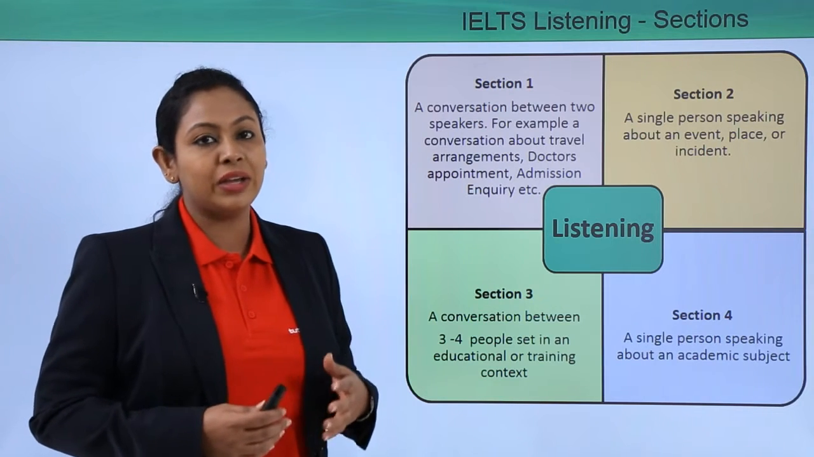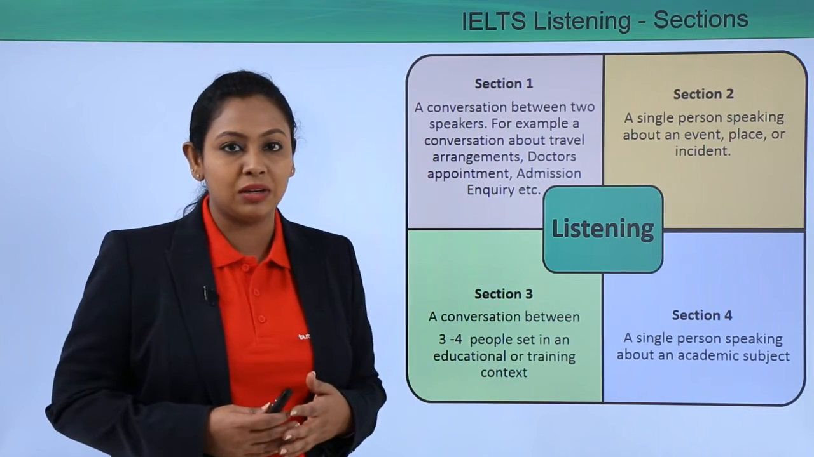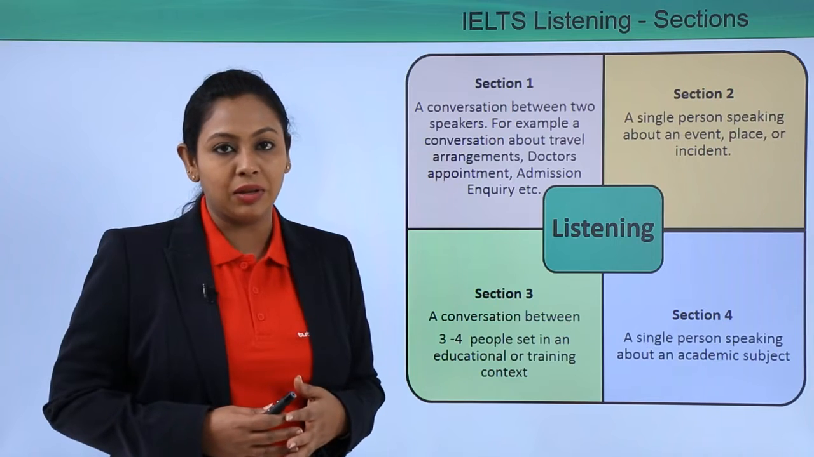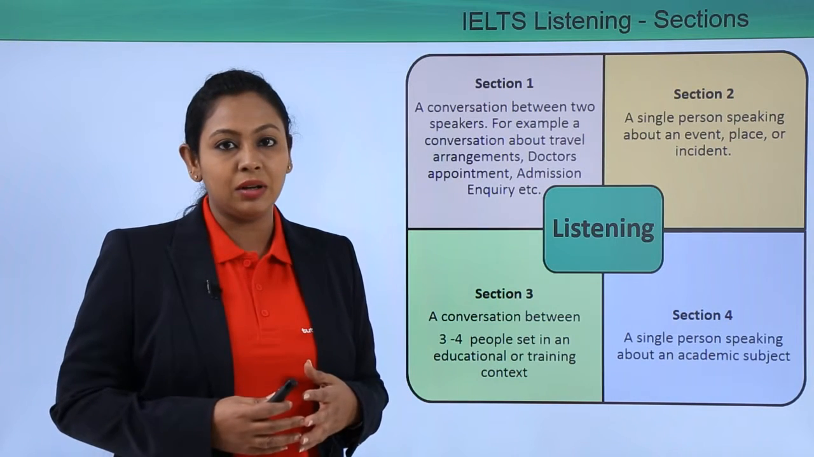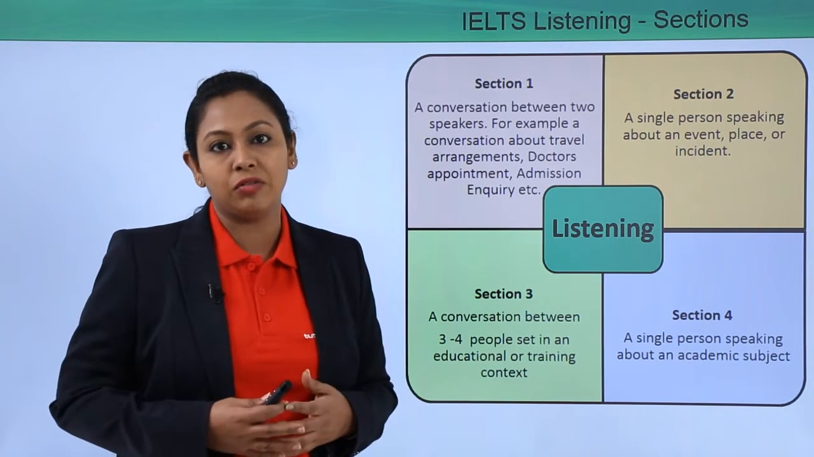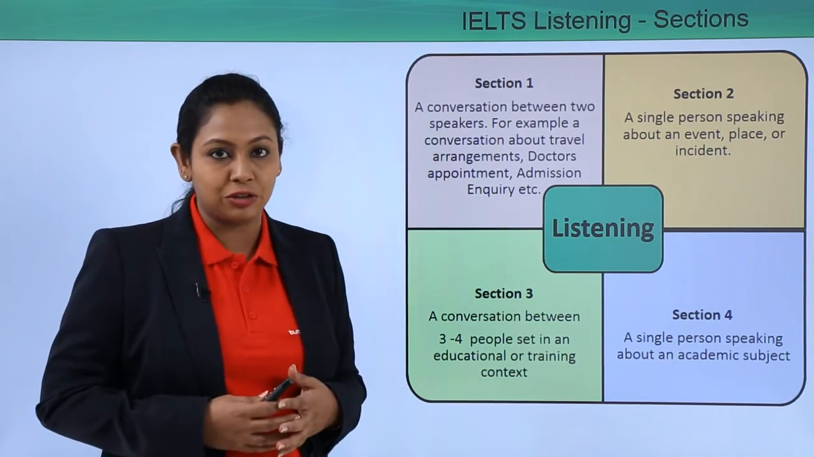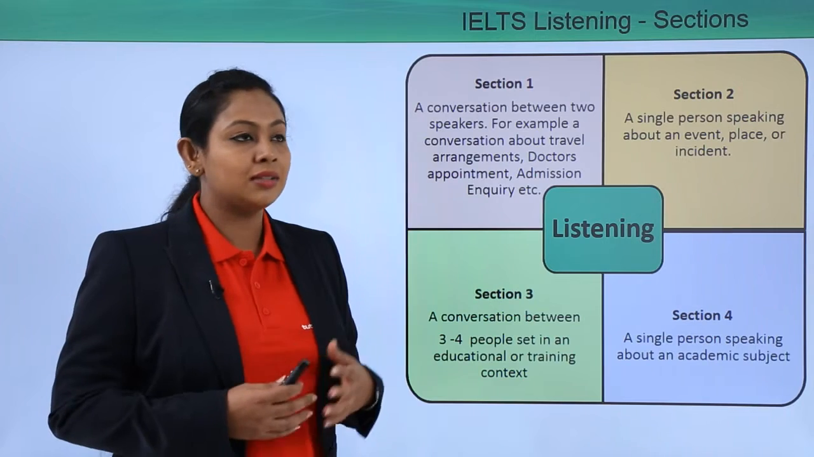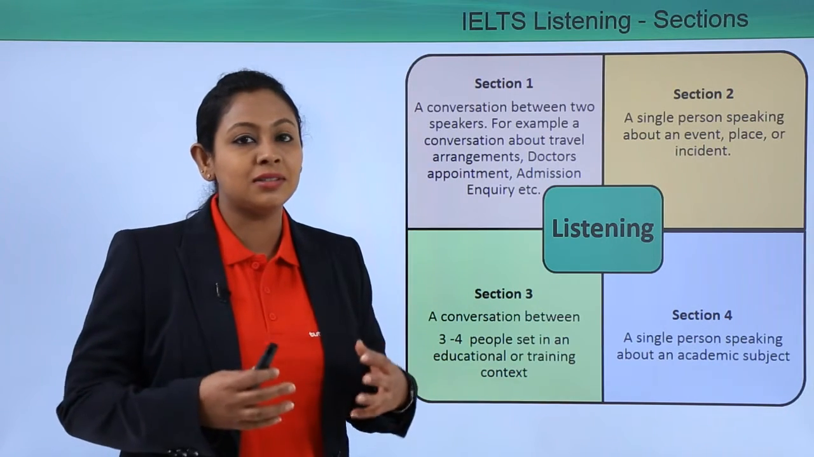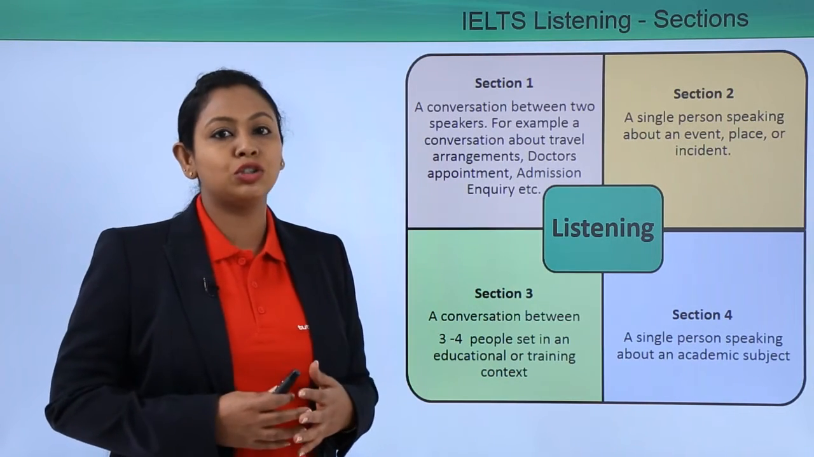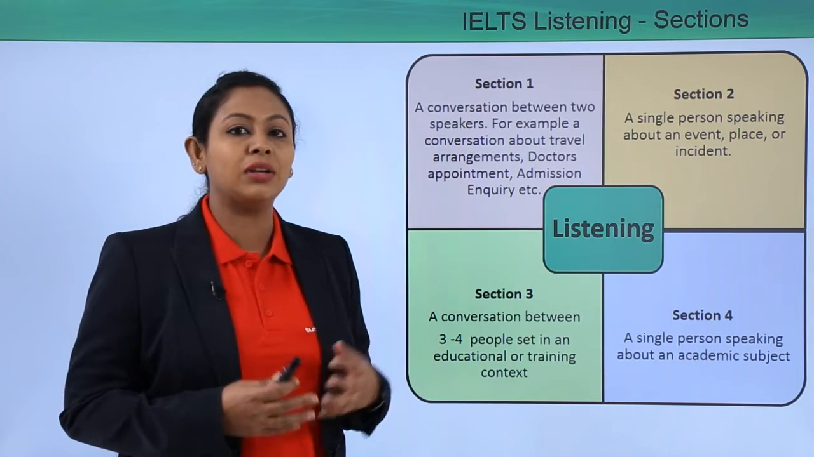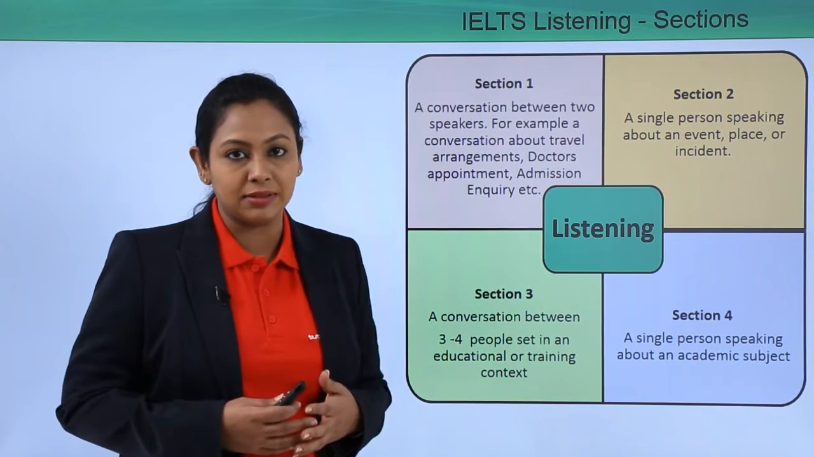Section 1 is basically a conversation between two speakers in a socially set environment. It could be, for example, a conversation about an inquiry of an appointment or a conversation about a travel reservation. Section 2 is generally done by a single speaker about a social topic. The topic could be about an incident, an event, or a place.